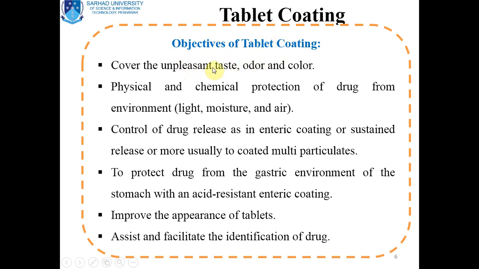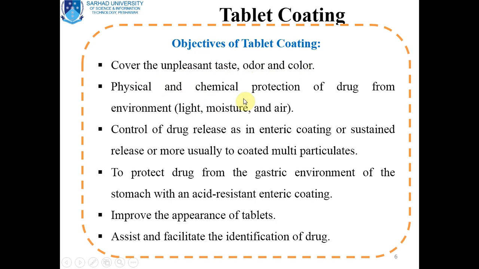We have to apply the coating material over the tablet in order to remove the unpleasant taste or give a better taste of the drug. If there is an unpleasant odor or color which is not good, in these cases the tablets are coated. The coating material is applied over the tablet to cover these problems associated with the tablet dosage form, which are found in the uncoated variety, so we mask the taste, we mask the odor, and we also alter its color.